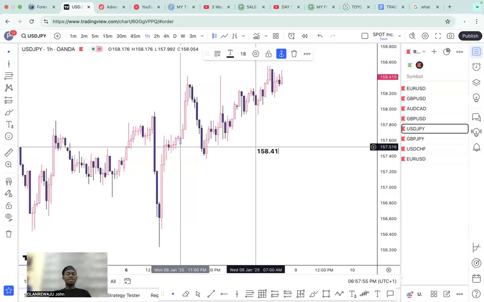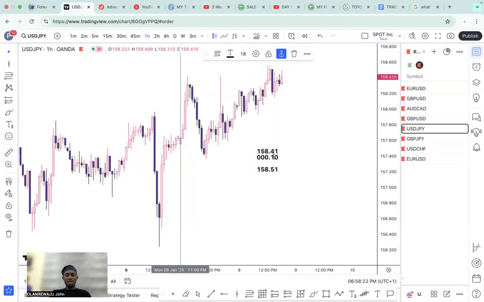158.41. So if the market wants to increase by 10 pips, all we have to do is add that 10 to 41. You get it? So that will be 0.10, which is 10 in this case. And what will be the answer? 158.51. But in the case where we now want to add 100 pips, this is where it will start from.